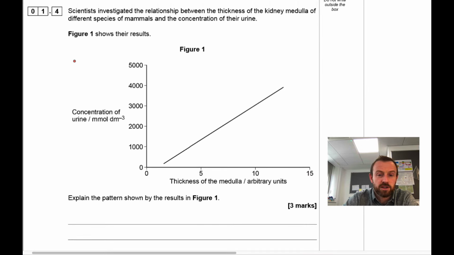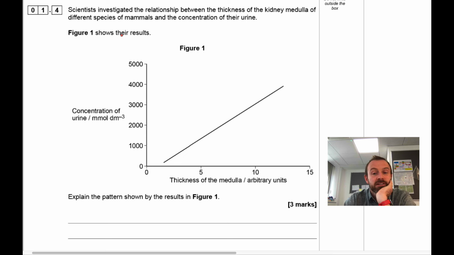Scientists investigated the relationship between the thickness of the kidney medulla of different species of mammals and the concentration of their urine. So you've got to have in your mind what the medulla is. The kidney is kidney-shaped, roughly like that. The medulla is the inner region, and the cortex is the outer region. So that's the medulla of the kidney, and that's the cortex of the kidney. The glomeruli, plural, are all in the cortex, and the medulla contains the loop of Henle. That's going to be important.